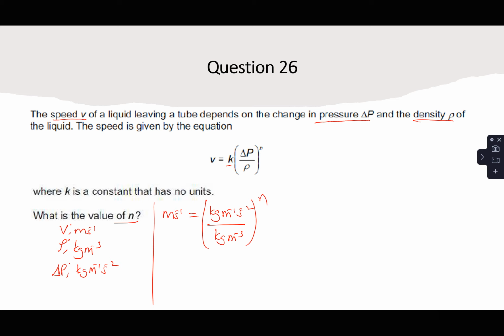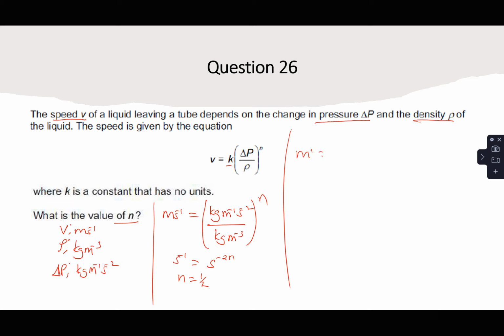Of course, if you want, you can simplify this, but I'm interested in n, so I can just pick a quantity which has n. I can say take s. So s power negative 1 on the left is going to be equal to s power negative 2 raised to power n, which becomes power negative 2n. So you will notice that n is equal to a half, because we equate the powers. Negative 1 equals negative 2n. n becomes a half.